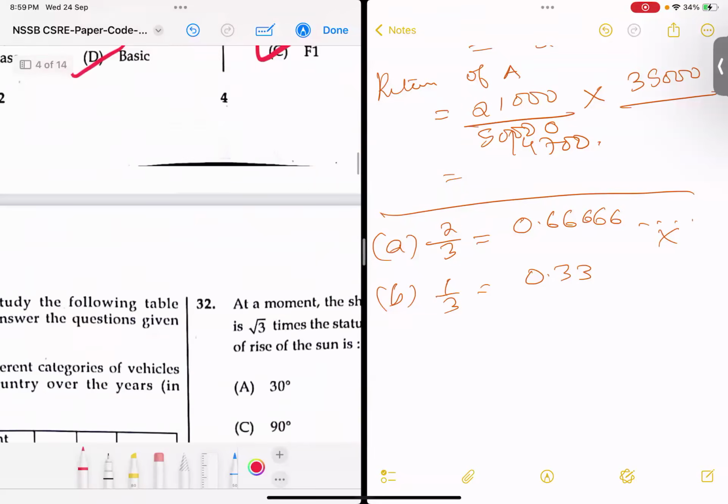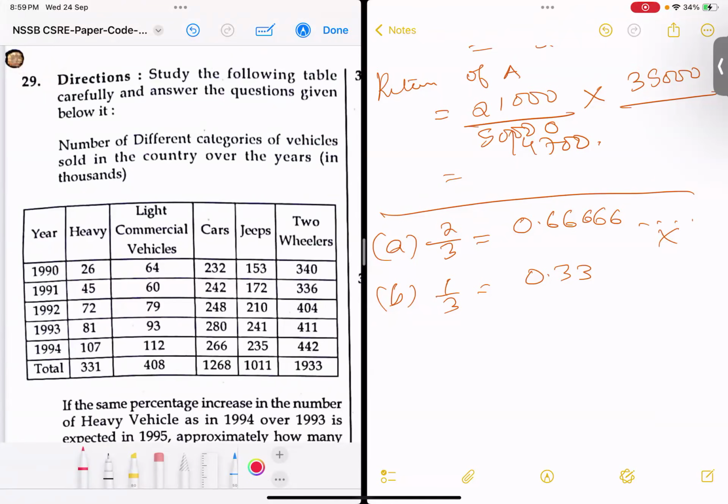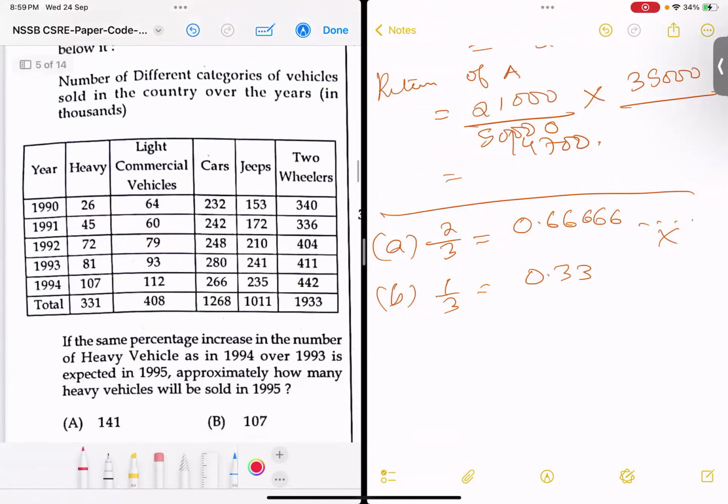Now let's come to question number 29. Here a chart is given. Study the following table carefully and answer the question given below it. It shows the number of different categories of vehicles sold in the country over the years, in thousands. In the year 1990, 26 heavy vehicles were sold, 64 light commercial vehicles, 232 cars, 153 jeeps, and 340 two-wheelers.